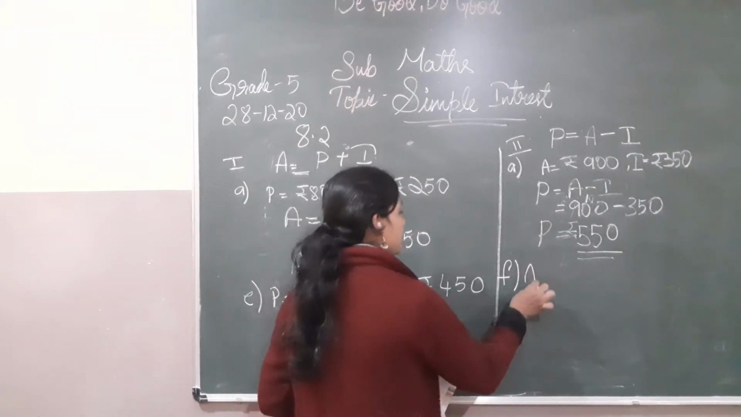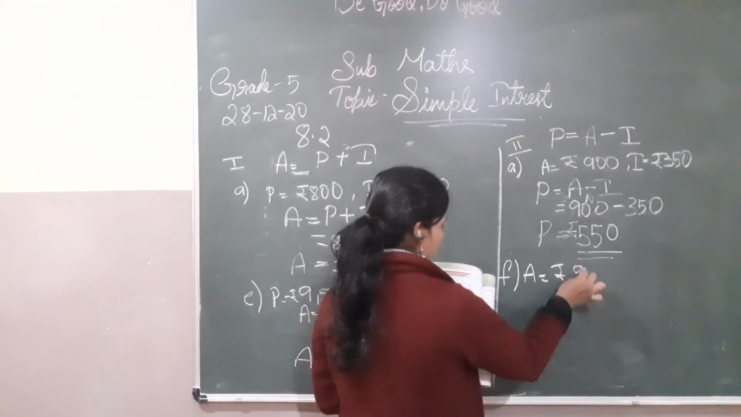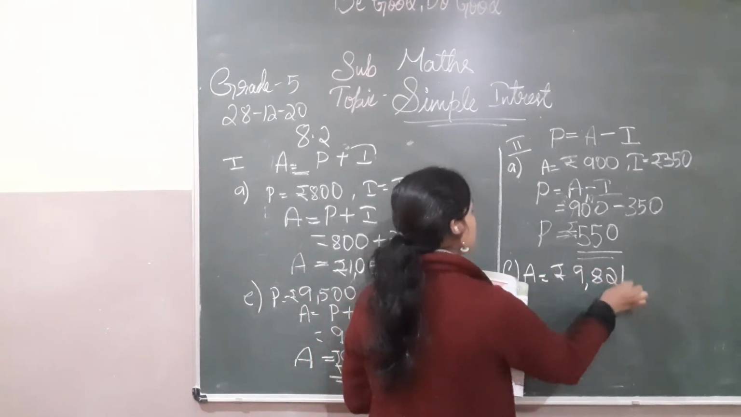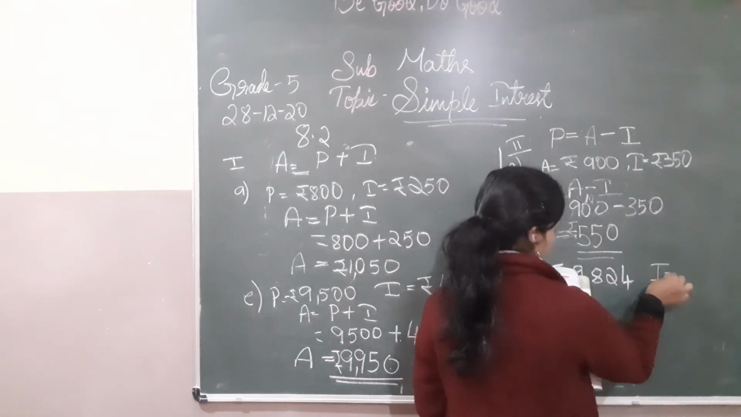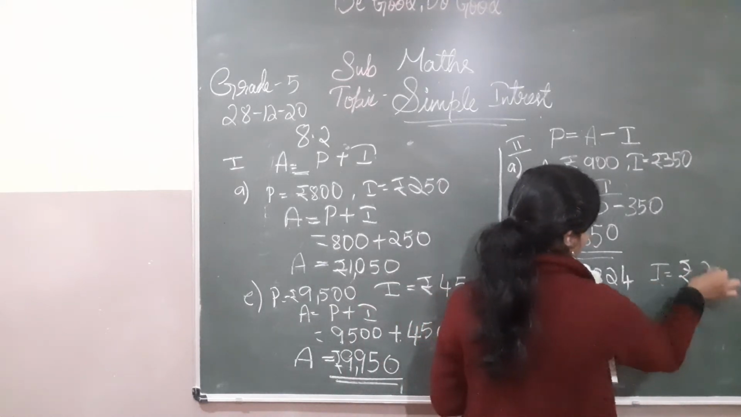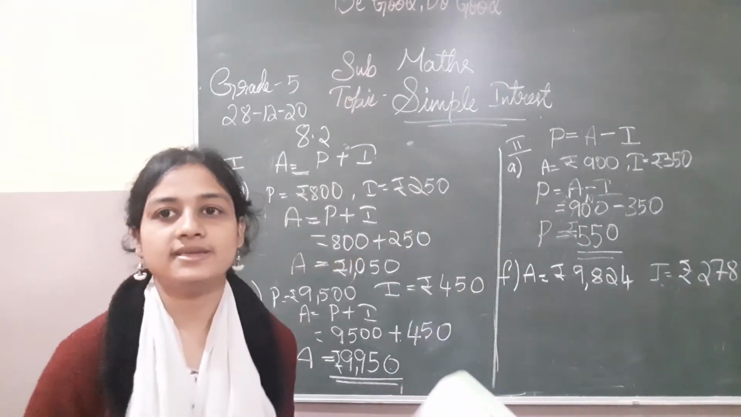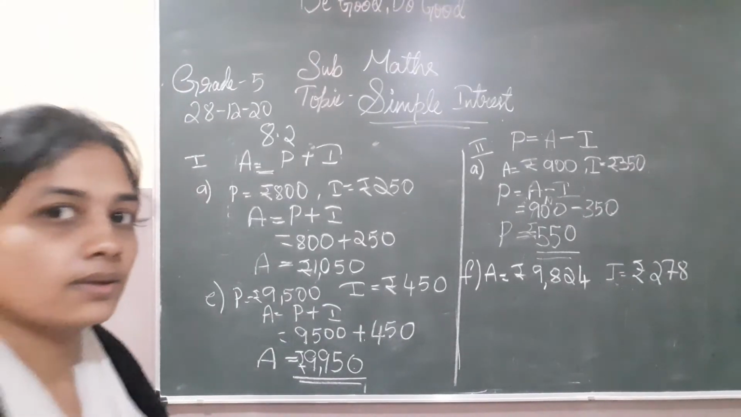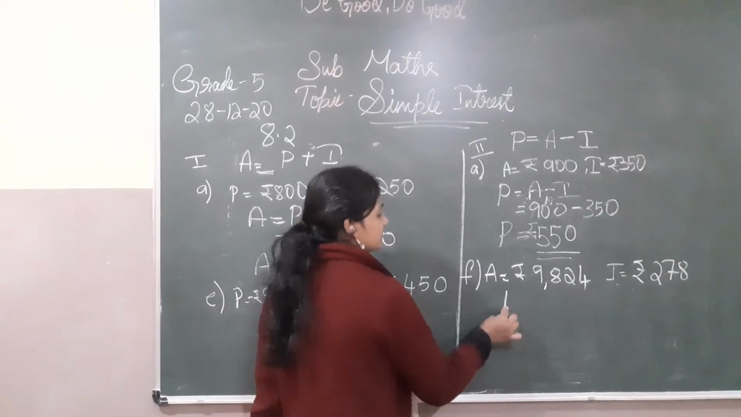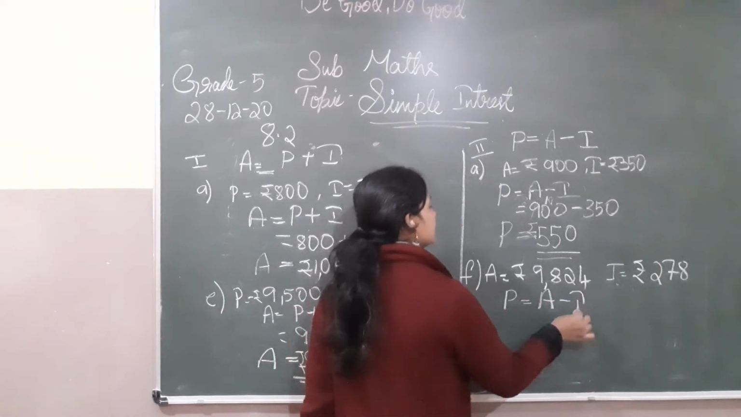Second one, where A is rupees 9,824 and I is rupees 278. This is what is given. So now let's find the answer, that is P. So write the formula first. P is equal to A minus I.